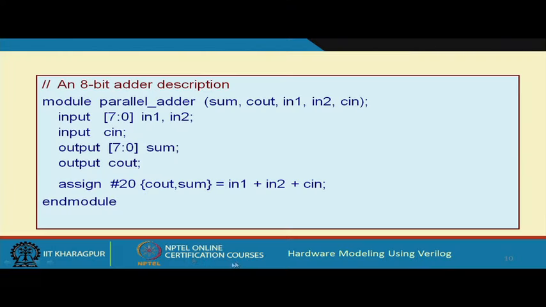So, if you want to keep everything of the result intact, it will be 1 bit more. So, how have I specified it here? I have just written C out comma sum concatenation, which means the left hand side is a concatenated item which represents 9 bits. So, after this addition, the most significant bit will go into C out, the remaining 8 bits will go into sum. Okay, that will be the result, and this is just a delay that can be used for simulation.